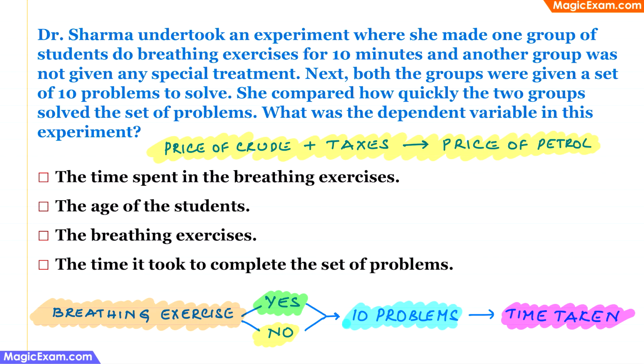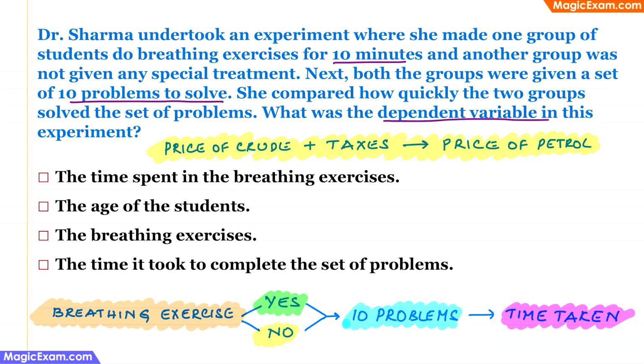Dr. Sharma undertook an experiment where she made one group of students do breathing exercises for 10 minutes and another group was not given any special treatment. Next, both the groups were given a set of 10 problems to solve. She compared how quickly the two groups solved the set of problems. What was the dependent variable in this experiment?